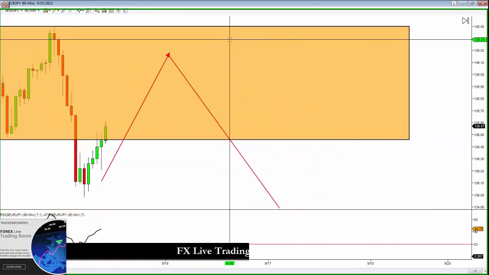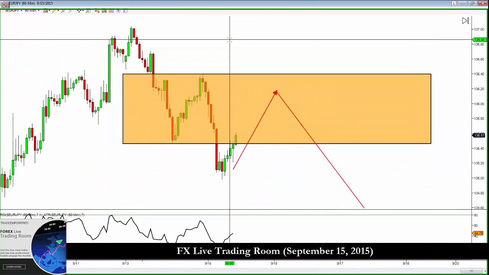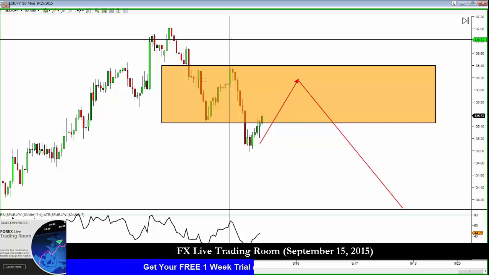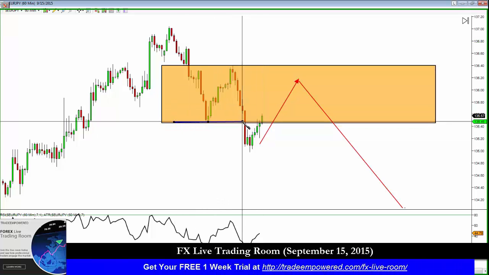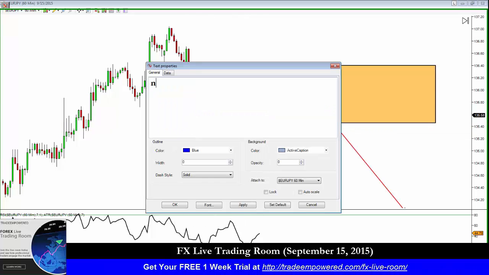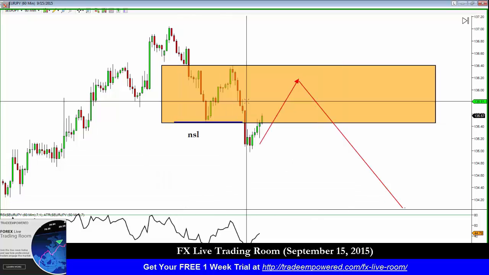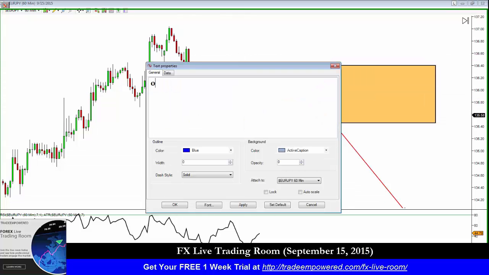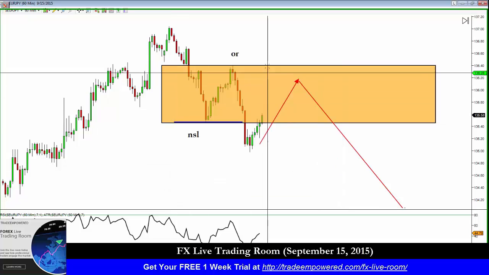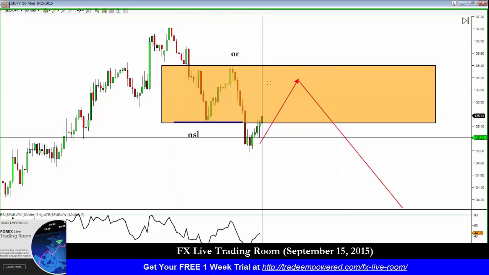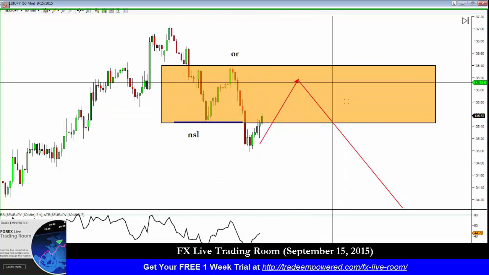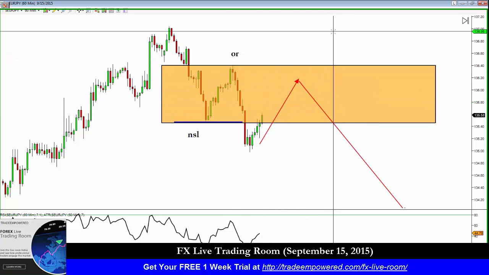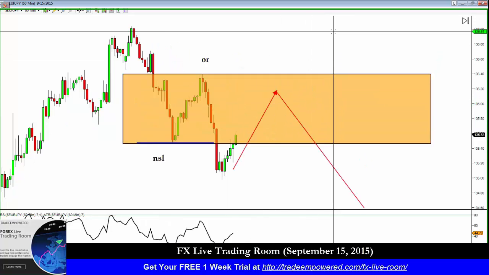For you trend continuation traders out there, I would look for a short entry within this area. Again, here's our previous new structure low right here. New structure low. Here's our previous outside return up here. Outside return, retracement, pullback, whatever you want to call it. This is our zone to potentially get short.